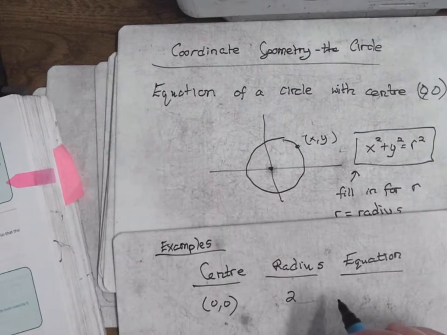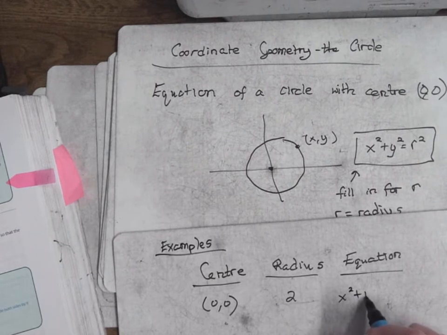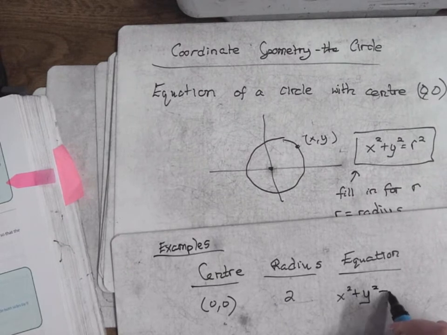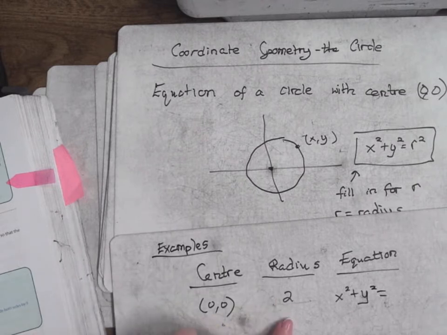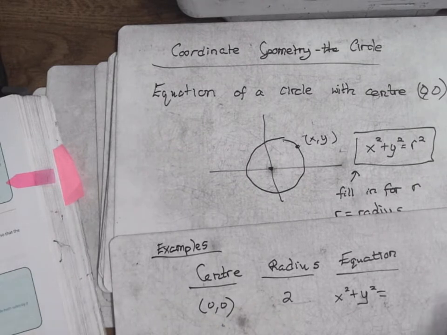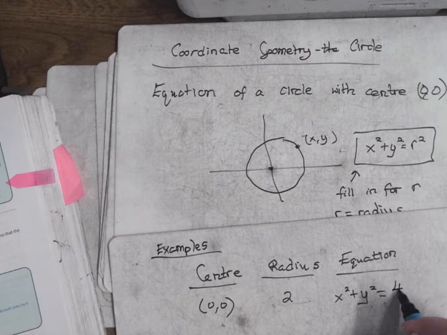So it's x squared plus y squared equals 2 squared, yeah? 2 squared, what's 2 squared? 4. 2 by 2, 4. There's your equation. That's it.